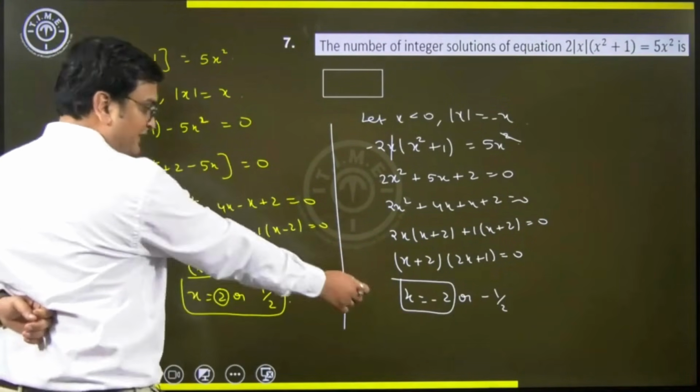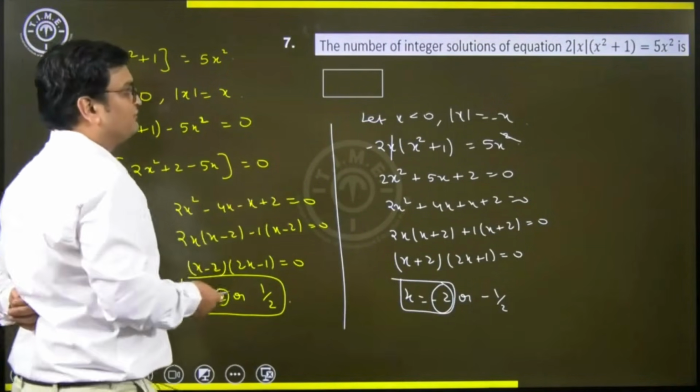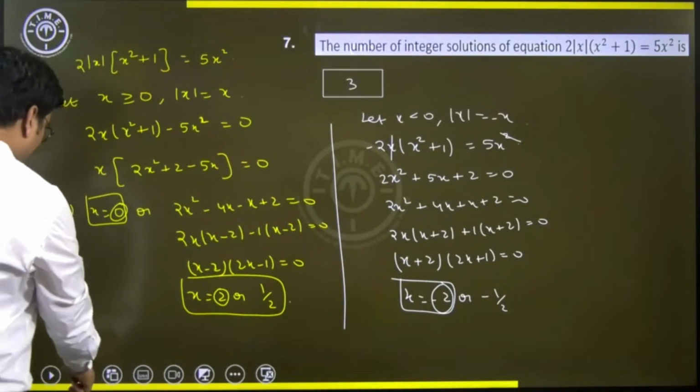So, that is also an integer value. So, we will consider this. So, we have 3 solutions: x equal to 0, x equal to 2 and x equal to minus 2. Since he is asking us integer solutions only, we will mark the answer as 3.